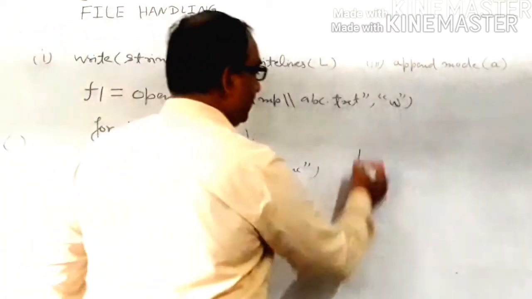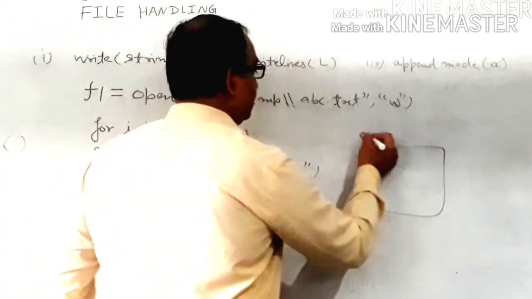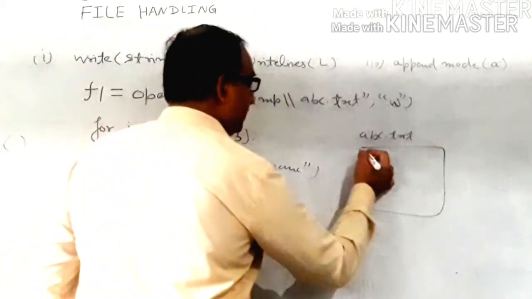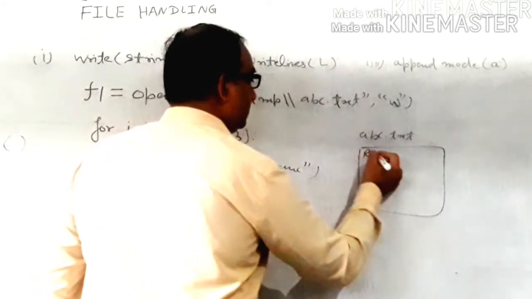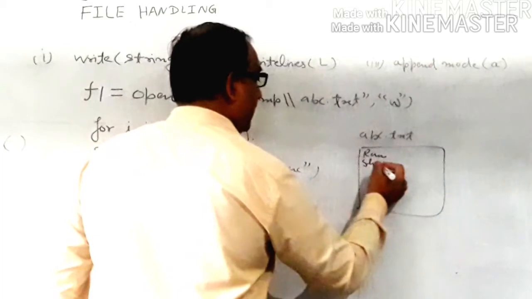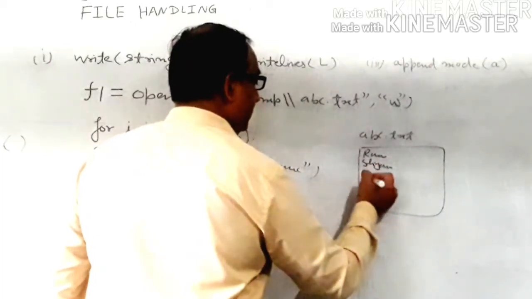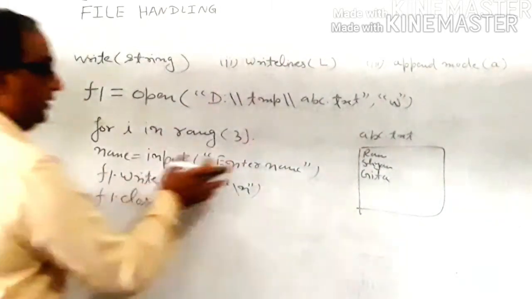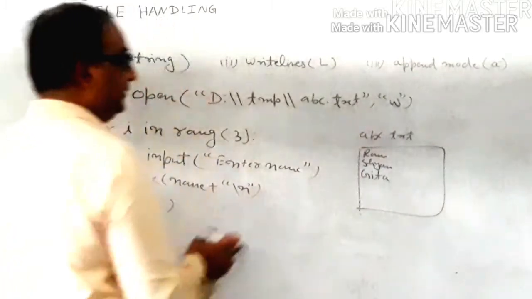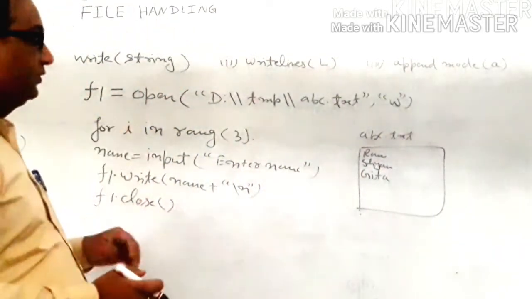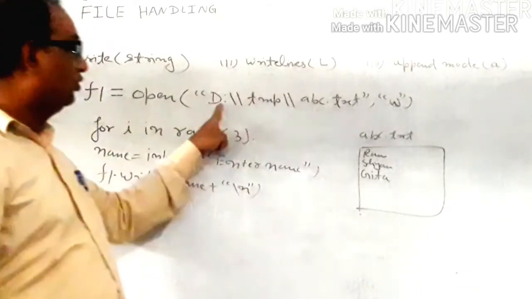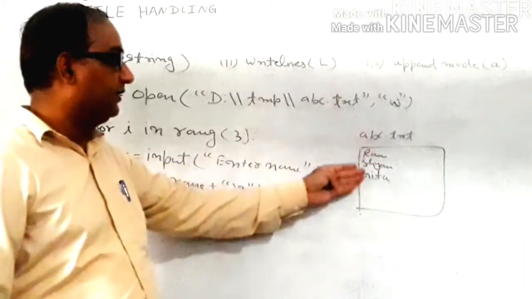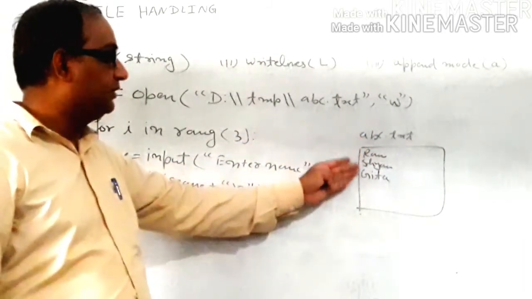So there is a text file, abc.txt. Here the first name is Ram, the second is Shyam, and the third is Geeta. The loop executes 3 times and 3 names will be written in this abc.txt file. After compilation and execution of this program, you open the D colon, then the tmp folder, and you can see that the abc.txt file contains these 3 names, Ram, Shyam, and Geeta.